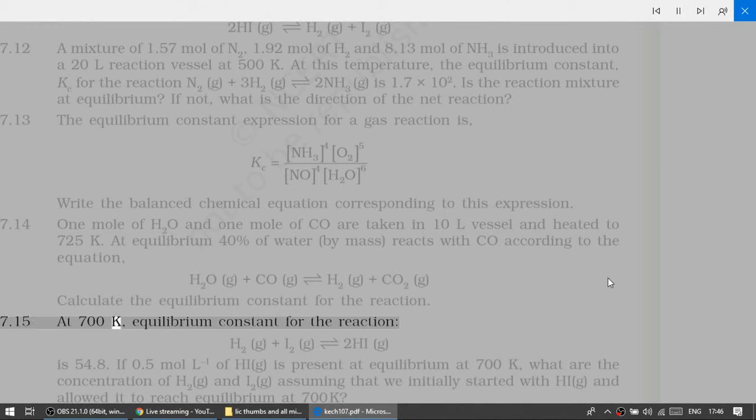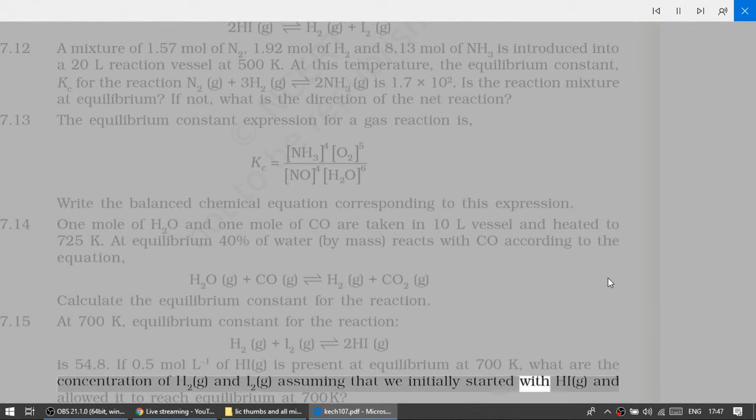7.15 At 700 K, equilibrium constant for the reaction H2(g) + I2(g) ⇌ 2HI(g) is 54.8. If 0.5 mol L^-1 of HI(g) is present at equilibrium at 700 K, what are the concentrations of H2(g) and I2(g)?